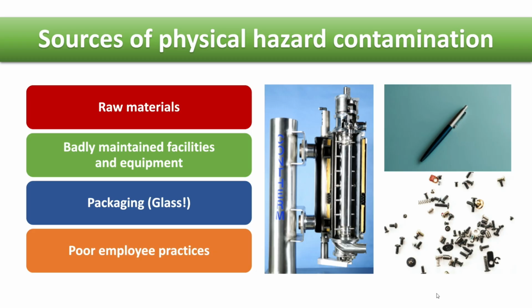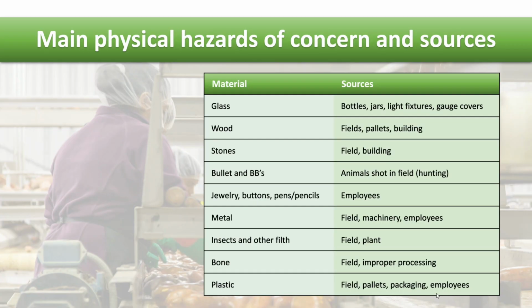Employees are often a source of physical hazards. They may accidentally drop materials into the products. This might include pens and other materials they utilize for record keeping or production. Adhering to GMPs can help to ensure that other physical hazards like jewelry, buttons, fingernails, and hair don't end up in product. Here is a table providing a bit more detail on the most common physical hazards of concern and the sources of those contaminants.